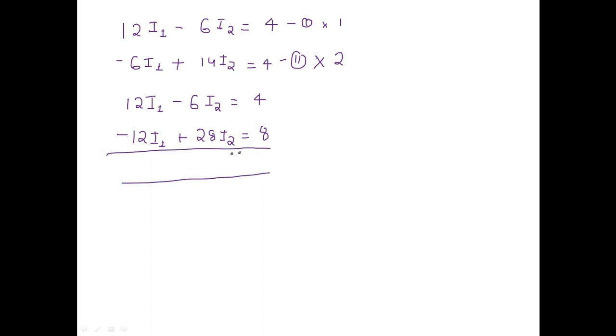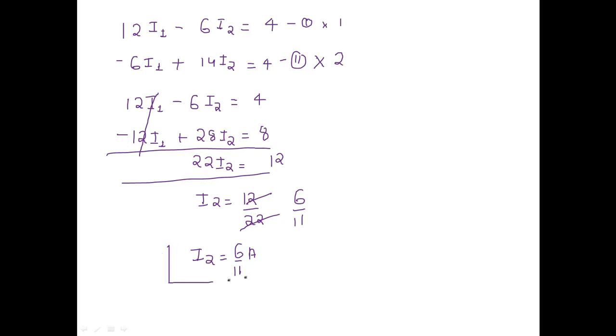Now if you look at these equations, 12 I1 and 12 I1 cancel each other out. 28 minus 6 is equal to 22 I2, and 8 plus 4 is equal to 12. So I2 is equal to 12 by 22. If we further simplify this, 2 sixes are 12, 2 elevens are 22, then I2 is equal to 6 by 11. So 6 by 11 ampere is our I2.